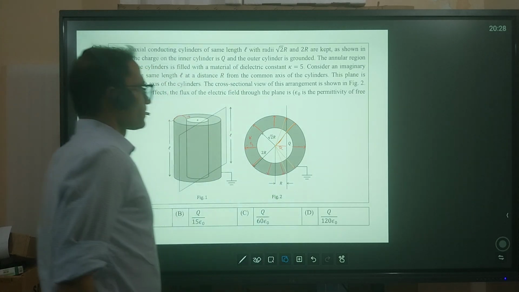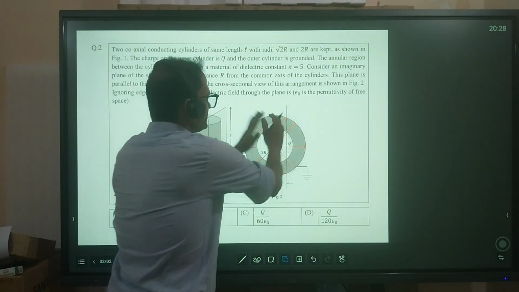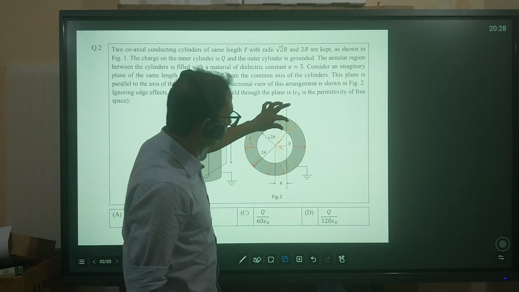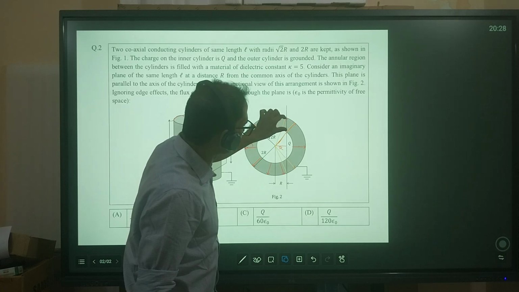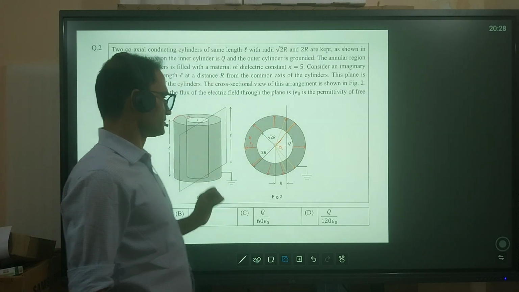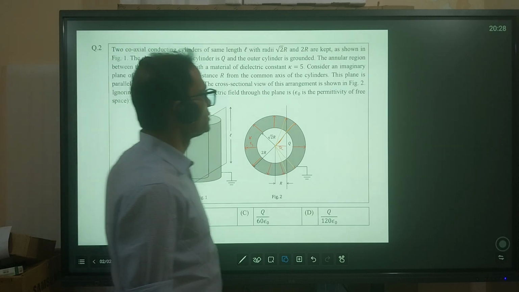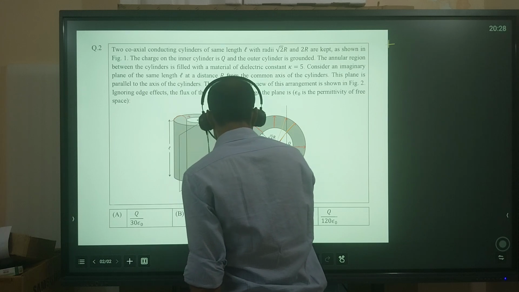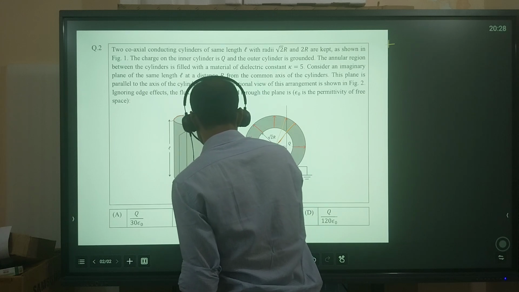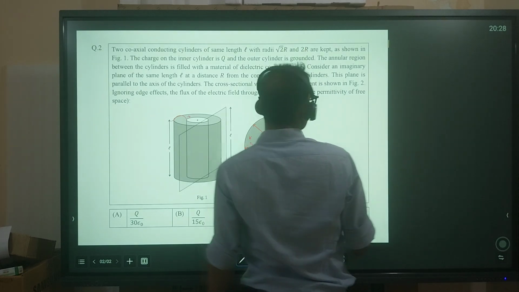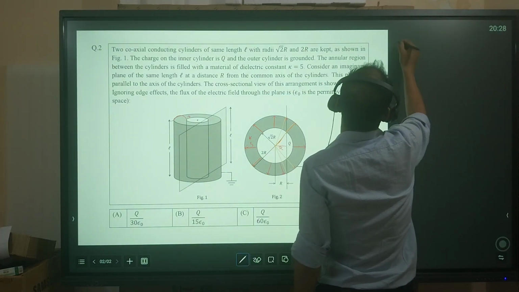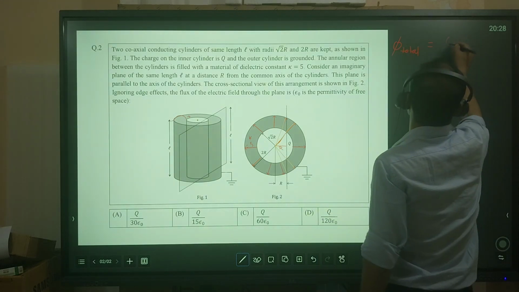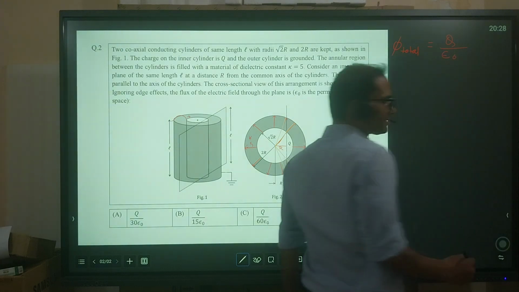The electric field is everywhere in between the cylinders, but we have to find the flux passing through this line and this line only. So how can we do it? Total flux: what is the formula of total flux if the charge is q? We already know this thing. If the charge is q, the total flux is q by epsilon naught.